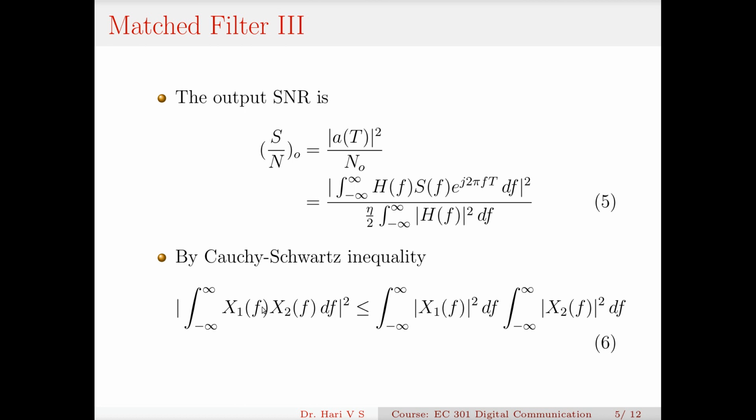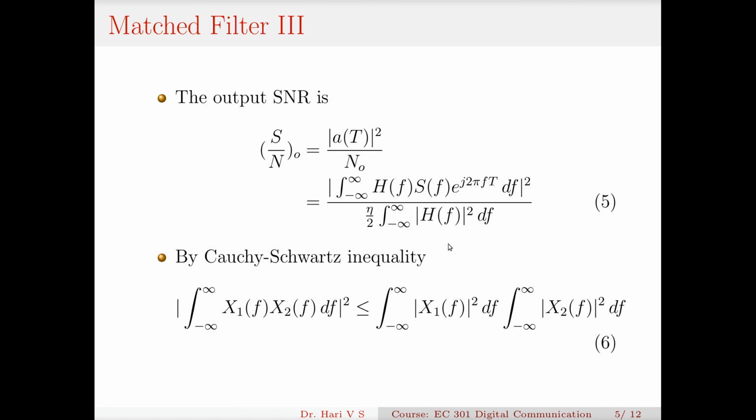So this value should be less than the integral of |x1(f)|² |x2(f)|², because |x1(f)| is always positive, and |x1(f)| squared is a positive value. So these two are positive values. When we take this product, this must be greater than this, because x1(f) x2(f) can be smaller than this. And when you take the integral, this mod square will be less than this. This is the Cauchy-Schwarz inequality.